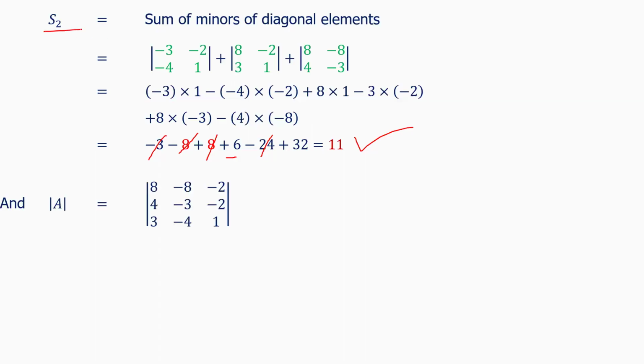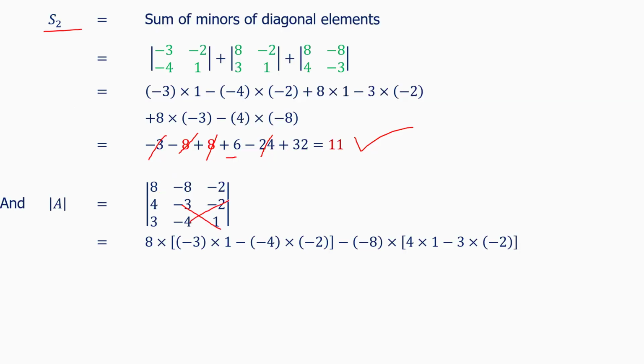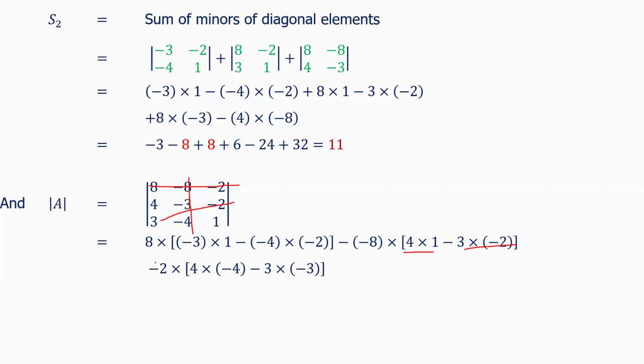Similarly, if we find the determinant of A, it is nothing but 8 multiplied by minus 3 into 1 minus 4 into minus 2, minus of minus 8, this one, which is 4 into 1 minus 3 into minus 2, minus 2 multiplied by, leave this row and this column, 4 into minus 4 minus of 3 into minus 3.